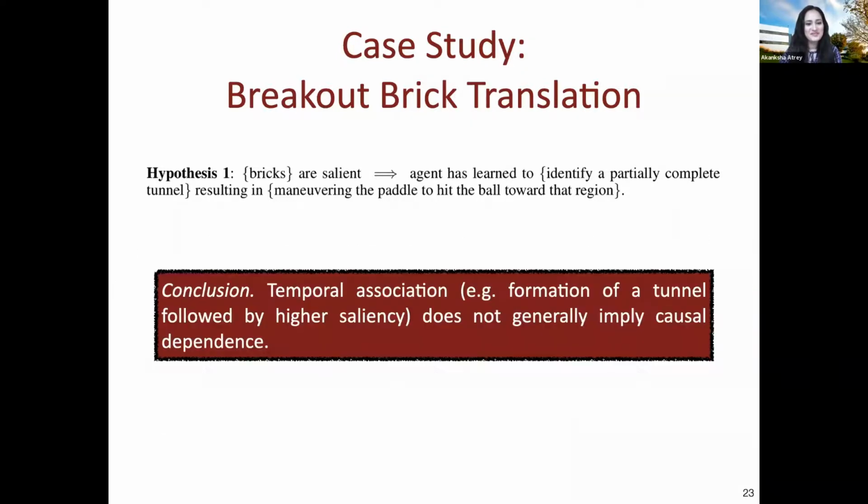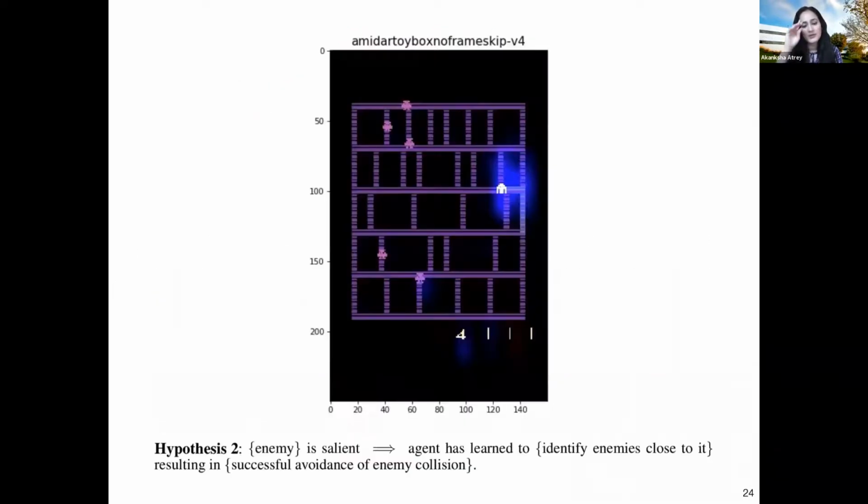Okay, so let's look at another example quickly. This is a saliency video of a DeepRL agent playing the Atari game Amidar. The agent is in yellow and the goal is to traverse the board without hitting any of the enemies. As we can see, the agent is always in yellow and always salient, but enemies in pink are salient at varying times. So we can hypothesize that the agent has learned to avoid enemies close to it, or has learned to identify enemies close to it, resulting in successful avoidance.